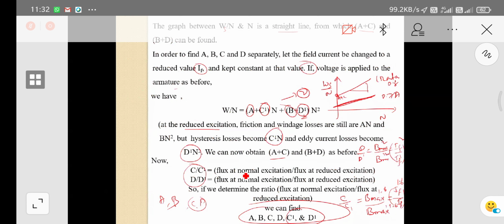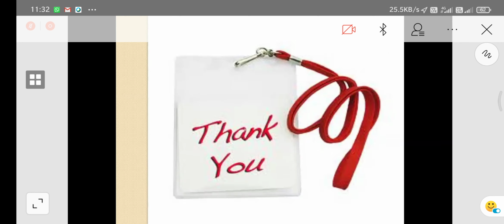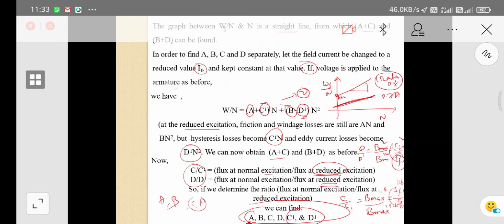So I have already written the flux at normal excitation and the flux at reduced excitation. Normal excitation means this is IF, the rated field current. Reduced excitation means IF dash here. This is the last part, the separation of losses. A represents the friction losses, B the windage losses, C the hysteresis losses, and D the eddy current losses, and the dashed values are for reduced excitation. So we can find these individually.